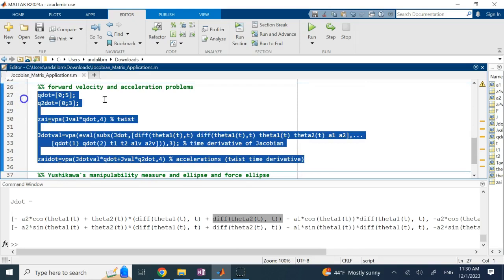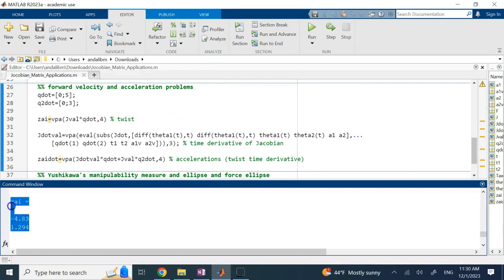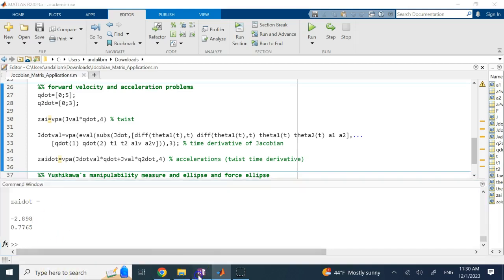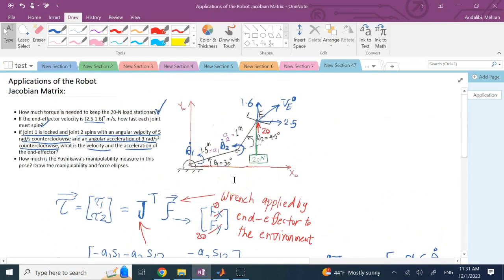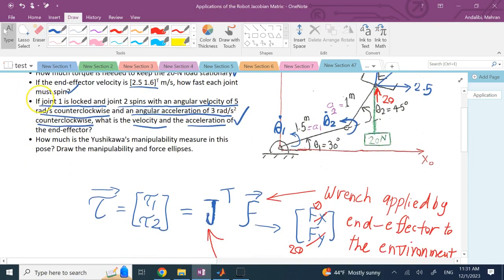So here, if I run this section for you, you can see that the velocity of the end effector is going to be negative 4.83 in the x, 1.294 in the y, and the acceleration of that is going to be negative 2.898 meters per second squared along x and 0.7765 along y. Okay, so you see I can do direct velocity and direct acceleration problems also using j and the derivative of j for acceleration. Okay, so I got this one taken care of.